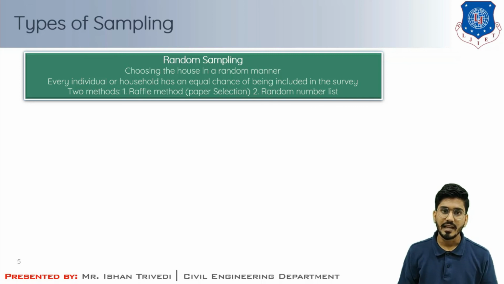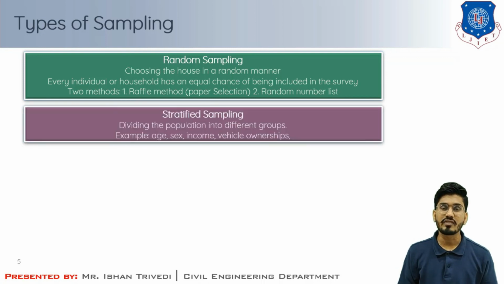This will be done again using random numbers. Now the second is stratified sampling. It is done by dividing the population into different groups based on specific characteristics like age, sex, income, vehicle ownership, then income group, which can be a middle income group, lower income group or higher income group, or some of those are below the poverty line. And this is how I can classify those clusters, and sampling is done.